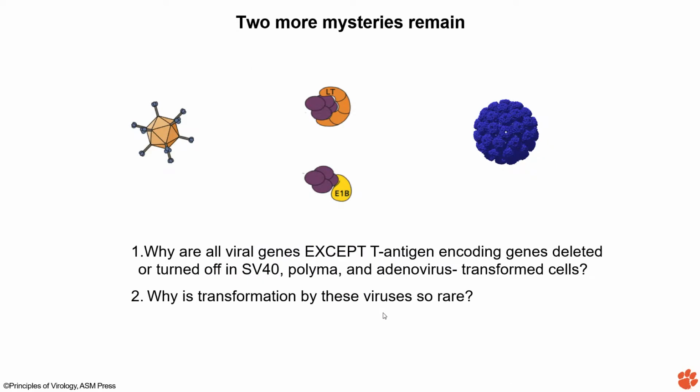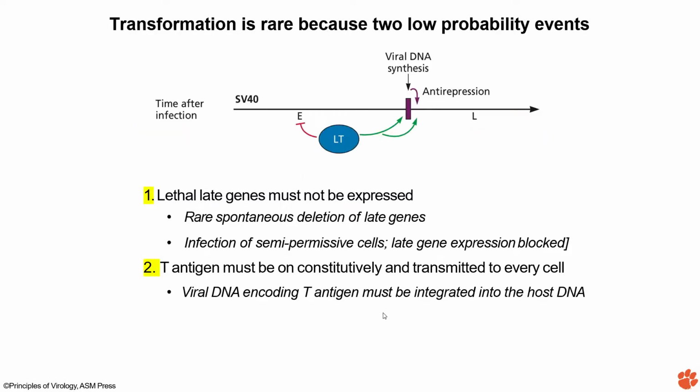So why are all virus genes, except T antigen encoding genes, deleted or turned off in SV40, polyoma, adenovirus transformed cells? And why is transformation by these viruses so rare? Very interestingly, what is found is that the viruses which cause this cancer, when you isolate them from the tissues, are all defective.